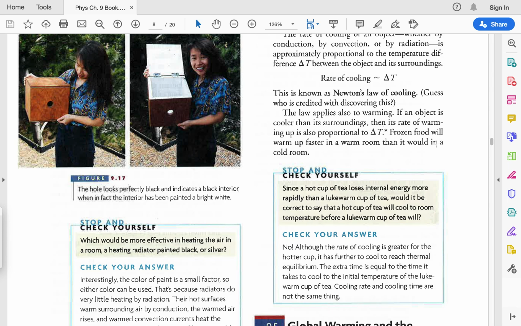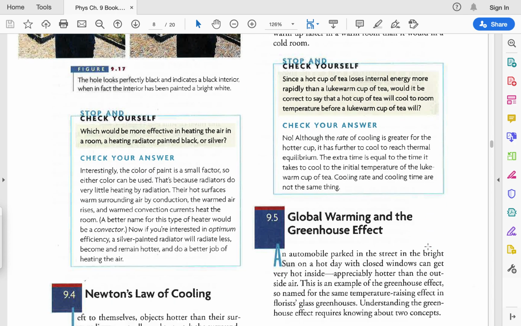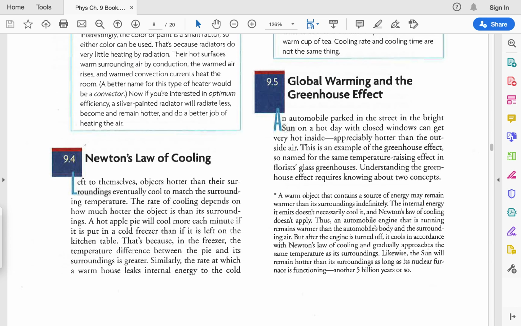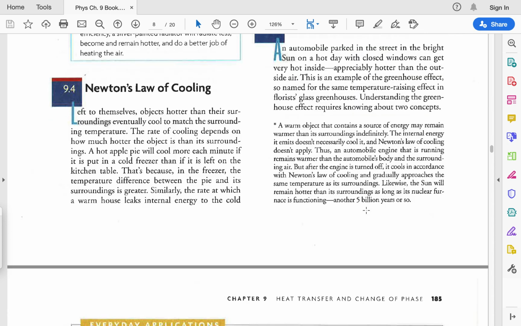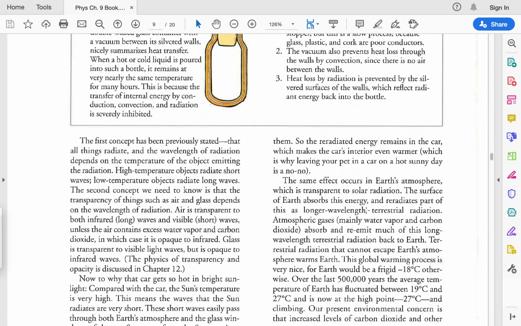The law applies to warming also. If an object is cooler than its surroundings, then its rate of warming is also proportional to the change in temperature. Global warming and the greenhouse effect, that's basically what I was explaining here. So you can read through this, but it's the same idea.